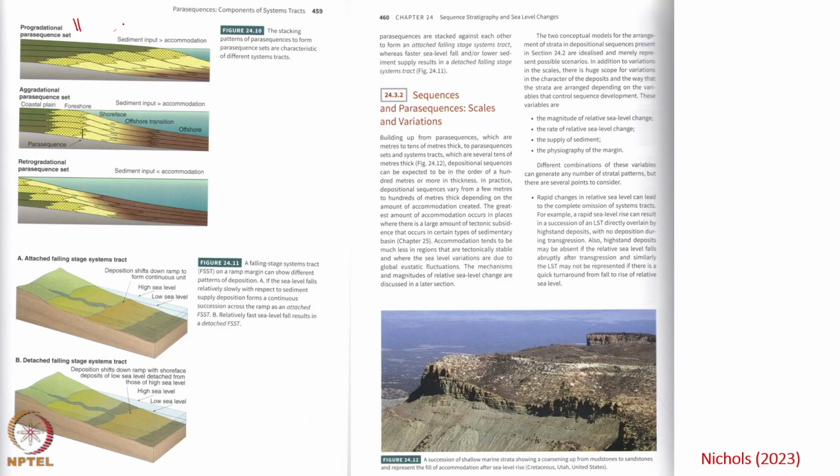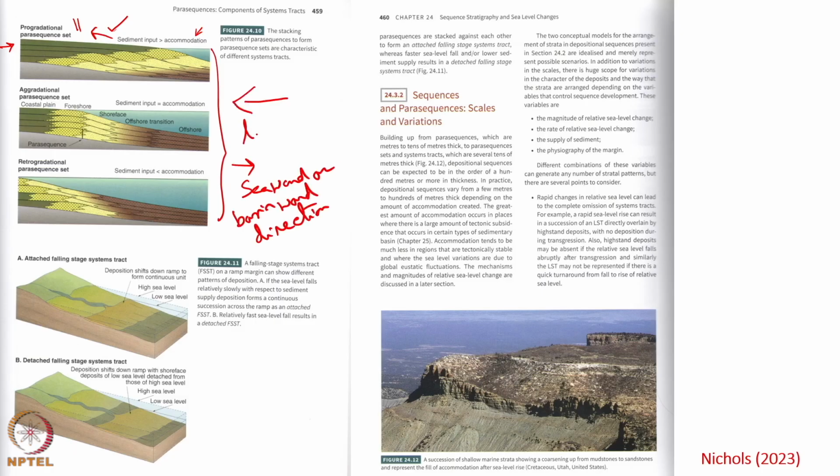In this case, sediment input is more than accommodation, sediments coming from this side. In all these three diagrams, this is the seaward direction or the basinward direction, and this side is the landward direction. Here a brown color is found, then a yellow color which continues, but over that is a yellow dotted region.